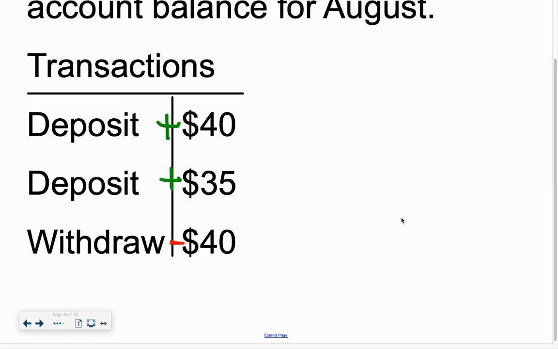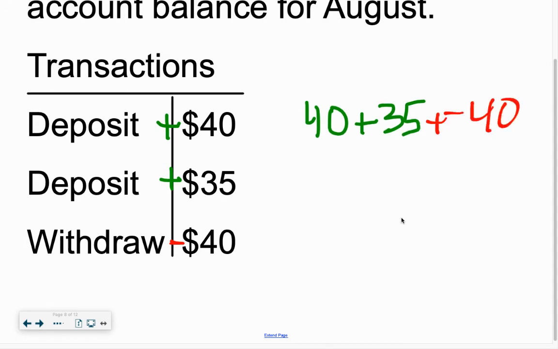It says find the change, so what we're going to do is we're going to add them all together. So when you look in that, add them up. We've got a 40, that first one, plus 35, plus a negative 40. In class, I talk about, let's get to that answer, and we say the answer is 35. You can box that on up.